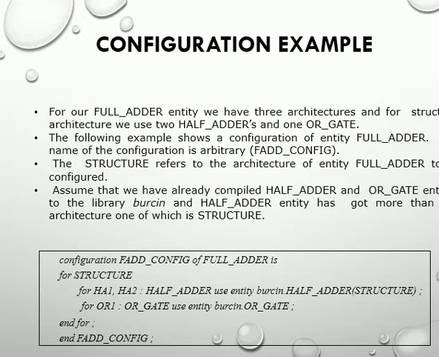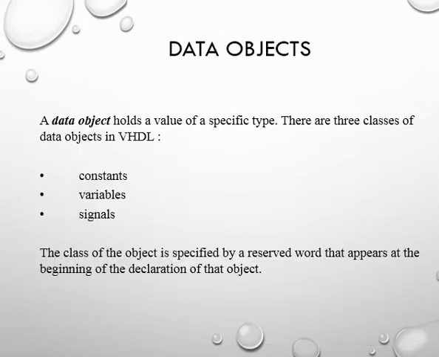So till now we have seen different declaration parts in VHDL programming, and now let us discuss the different data objects that we use in VHDL programming. A data object is created by an object declaration, and it holds a value of a specific type. An object can be of 3 classes: one is constant, another is variable, and the third is signal.